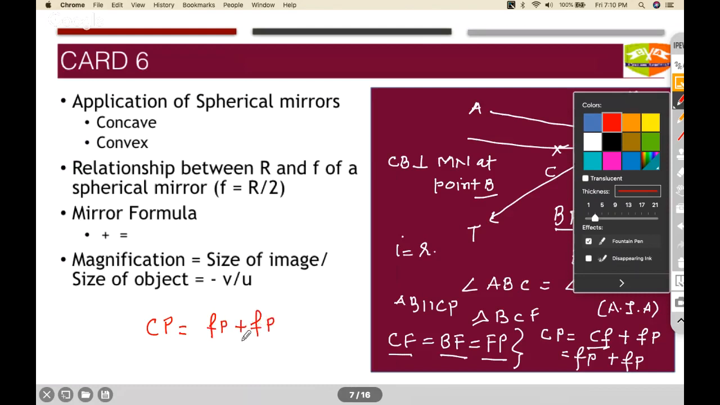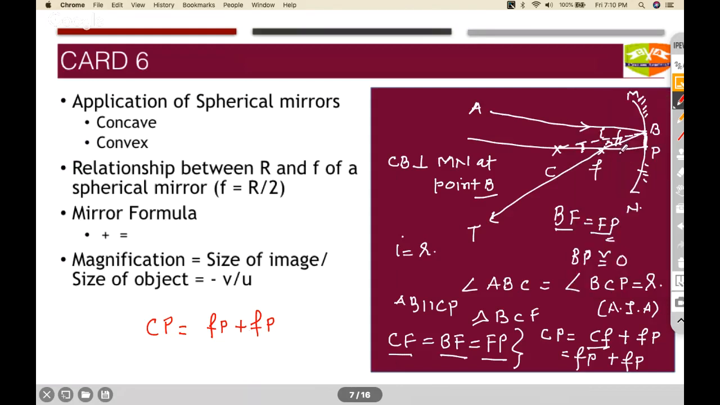And what is FP? FP is equal to focal length. You see here, what is this? This is your focal length F. So CP, which is your radius of curvature R, is equal to F plus F. So R comes out to be equal to 2F, or you can write that F is equal to R by 2. So this is how it is. So I hope you understand this complete derivation.